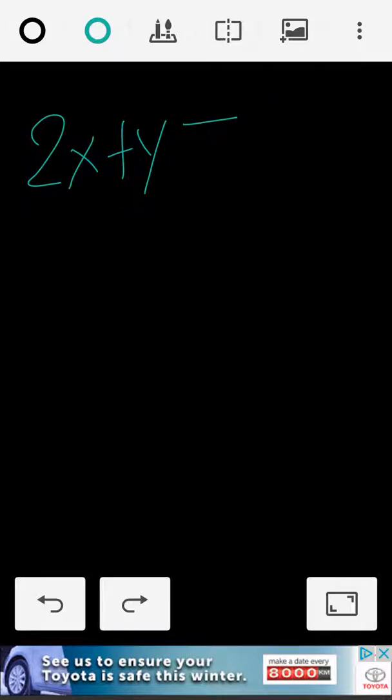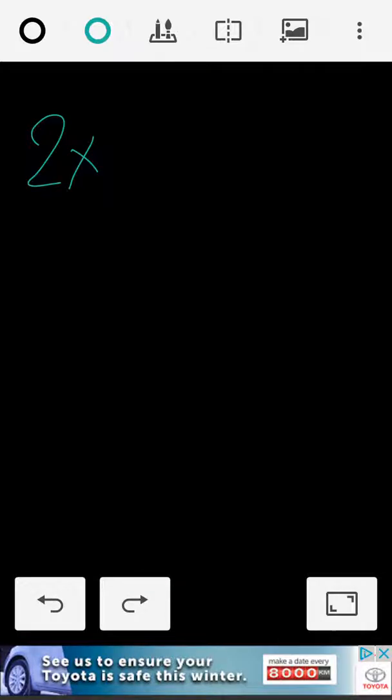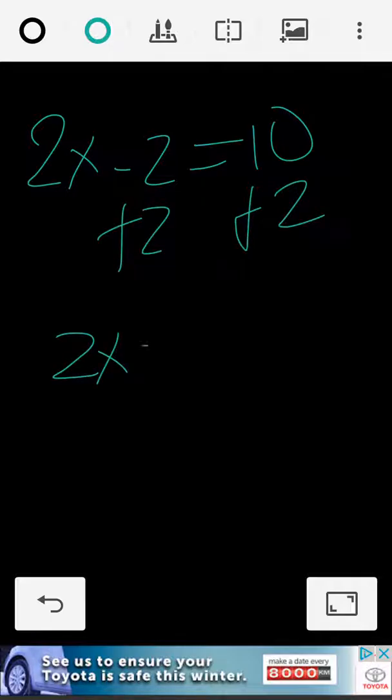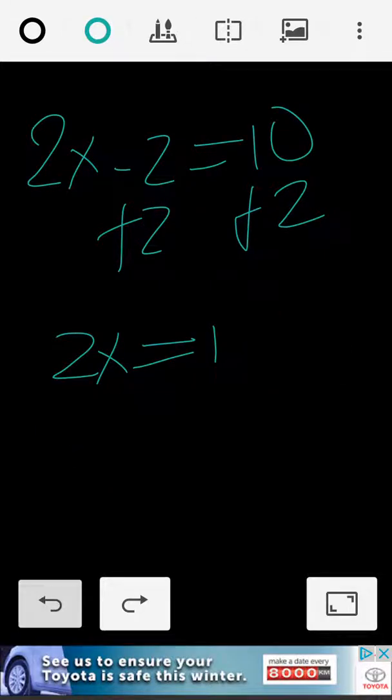So instead of plugging into 2x plus y equals 10, since we already know that y equals negative 2, we're going to say 2x minus 2 equals 10. And then you're just going to add 2 to both sides. So I'm going to give you 2x equals 12. And then the 2 cancels out, and since the 2 is multiplying the x, you're going to divide by 2. So 12 divided by 2 will give you 6. So x equals 6 and y equals negative 2.